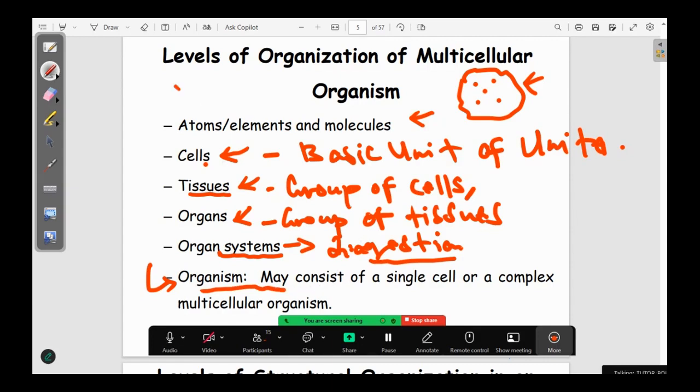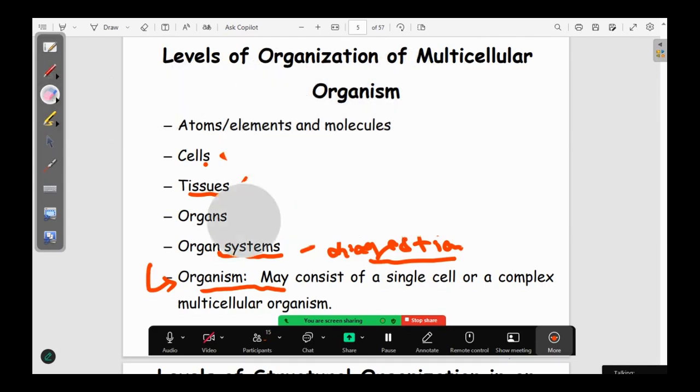Okay, so any questions there before we look at some specialized cells and some functions of the cells, then we call it a day? Any questions there? Okay, no questions means I'll move on.